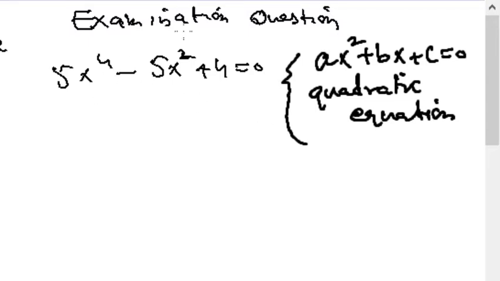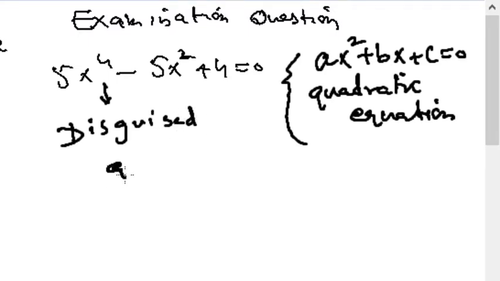But what is this thing now? The maximum power of the variable is 4, not 2. So what is this? Is it quadratic or is it something else? We have learned how to solve and factorize quadratic equations, so let's make this quadratic. Basically this equation is called a disguised equation, because the shape is changed. Now we bring it back to quadratic.